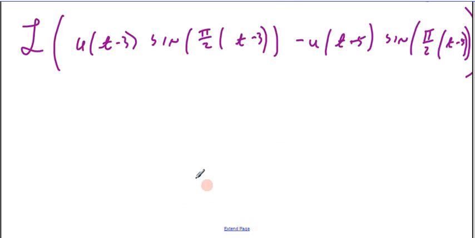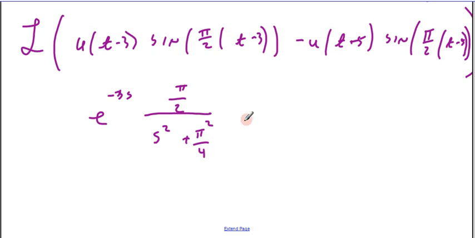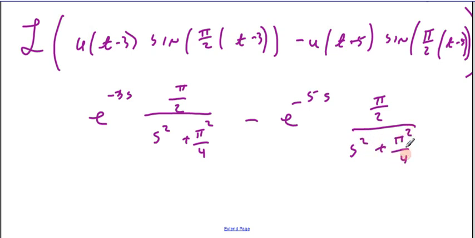And I'm going to end up with e to the minus 3s, that's a 3, pi over 2 divided by s squared plus pi squared over 4, minus e to the minus 5s pi over 2 divided by s squared plus pi squared over 4. This checks with the back of the book.